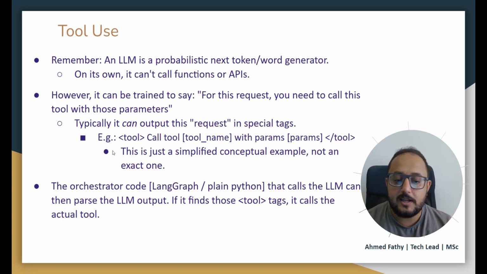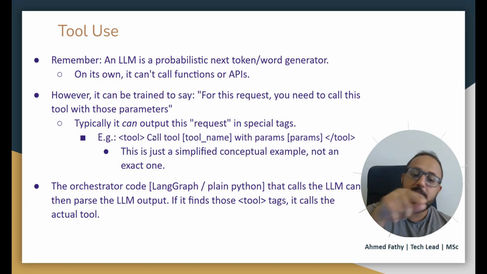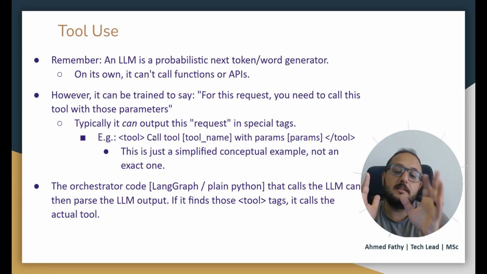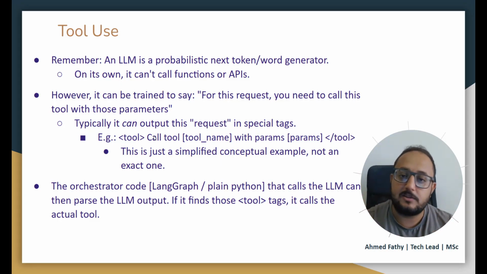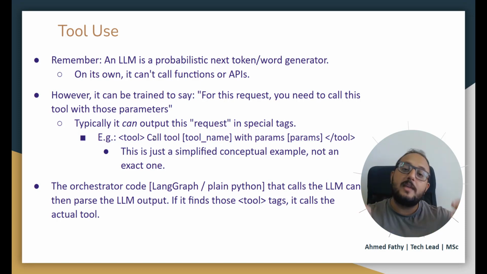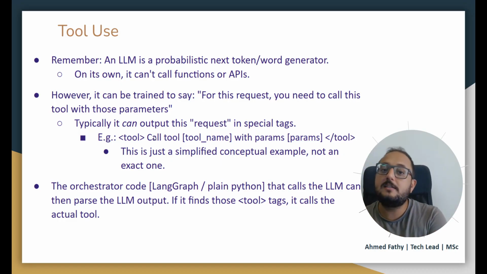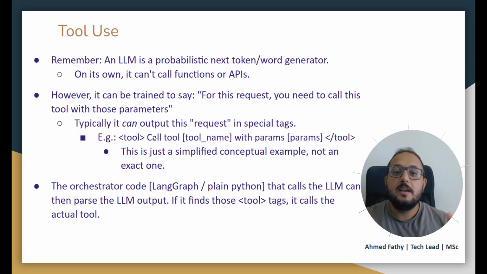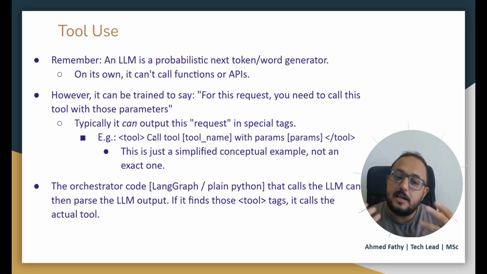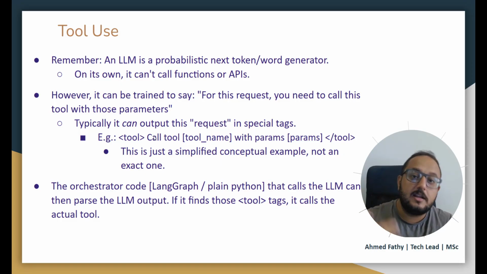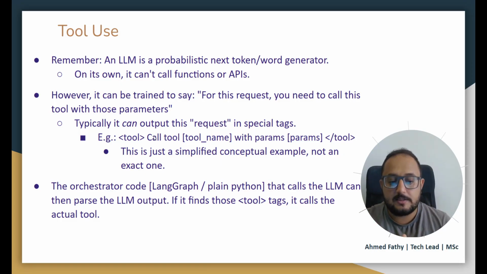So for example, you can train it to output something like some tags that say tool, and then call tool name with those parameters or something like this. I mean, this is just an example. So the LLM cannot directly call a tool, but it can output a response that asks the orchestrator, please call this tool with those parameters. And then the orchestrator code is just some Python code, for example, or some C++ code or whatever, right? And then this orchestrator code can parse this output and decide to call the tool. And we'll see an example for this right now.